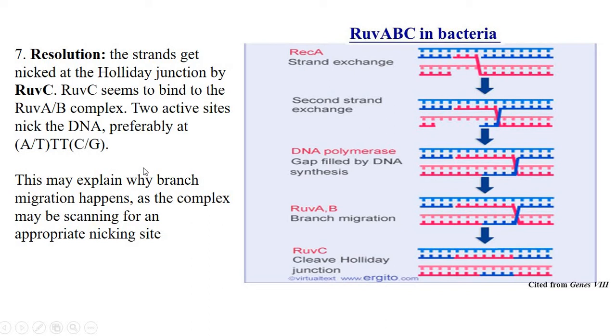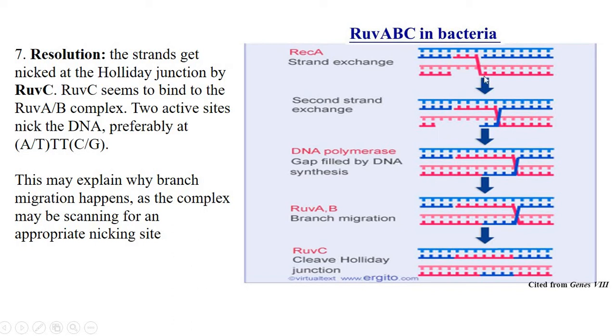It looks for the sequence that has either A or T, two T's, and then either C or G. So that's the consensus sequence for RuvC, and that's why this Holliday junction branch needs to migrate until RuvC finds this specific sequence, and then it will make a cut at that specific sequence, and these strands will be apart.